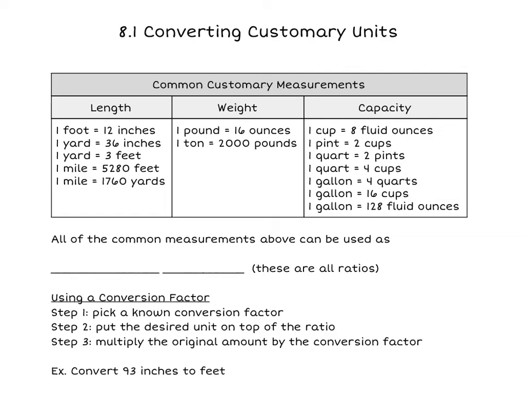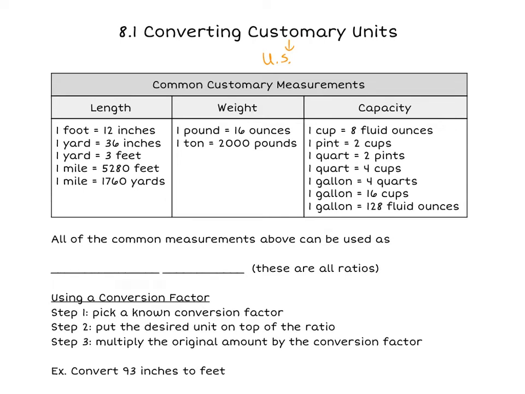Hey, sixth graders, we're starting chapter 8 today, and we're starting with the first section, converting customary units. Customary is a fancy word for mainly what we use in the U.S. Things like feet, inches, yards, miles for length, weight, maybe pounds or ounces or tons, capacity. When I'm talking capacity, I'm talking like how much for baking a lot of times, a cup, a quart, a pint, ounces, those types of things.